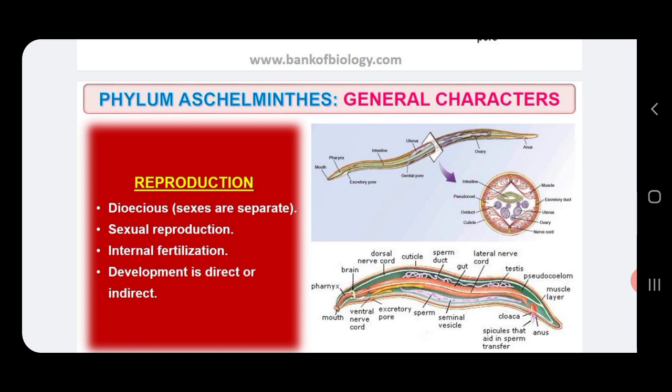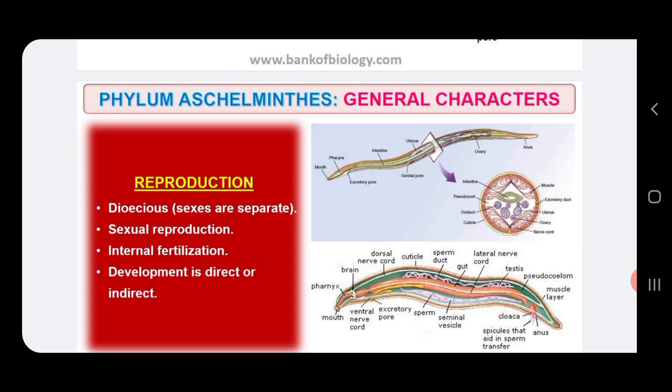So here, in reproduction, the sexes are separate, that is called dioecious. Male is usually smaller than the female and exhibits sexual dimorphism. By sexual dimorphism you can easily come to know which is male and which is female. Usually males are provided with copulatory organs, and fertilization is internal and development is direct or indirect. So here: sexual reproduction, internal fertilization, development direct or indirect, and sexual dimorphism, by which you can easily recognize which is male and which is female.